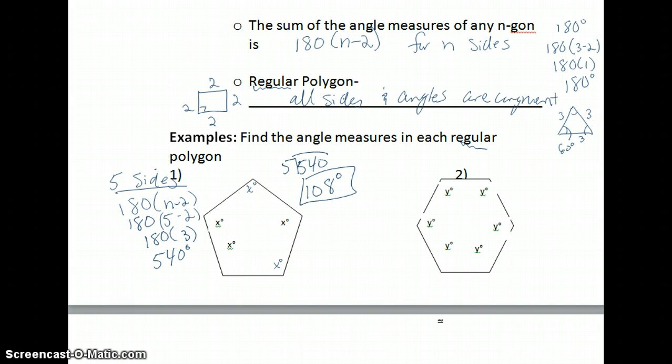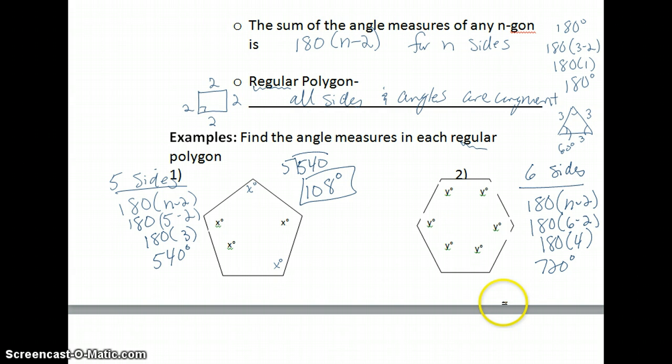We're going to do problem number 2 in a similar manner. It has 6 sides. So we're going to use our formula from above, 180 times n minus 2. We have n number of sides. We have 6 sides. So we end up with 180 times 4, which gives us 720. That tells us how many degrees are total in this figure. We have 6 angles that we have to split them between. So if we do 720 divided by 6, we get 120 degrees for each angle.